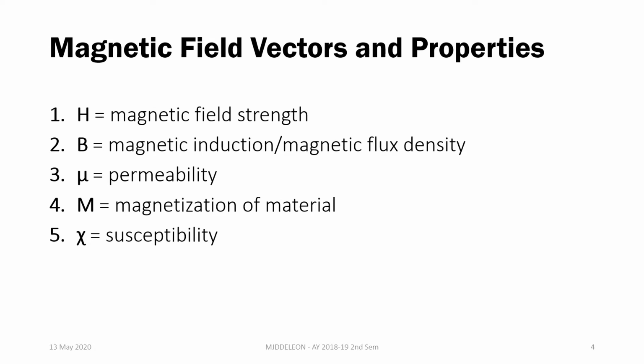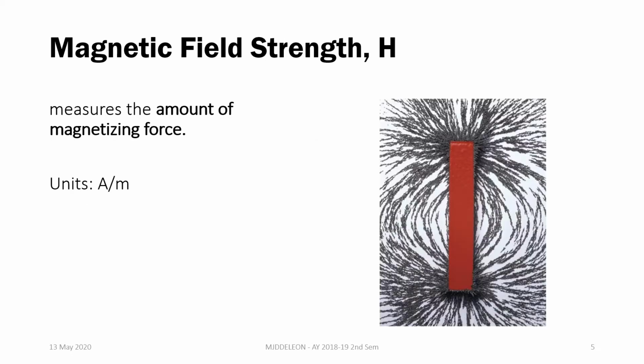So now let's look at some magnetic properties. So we have your magnetic field strength, your magnetic induction or magnetic flux density, the permeability, the magnetization of a material, and the magnetic susceptibility of our material. First, we have magnetic field strength H. This measures the amount of magnetizing force that your material is exposed to. Our units there are usually amps per meter.